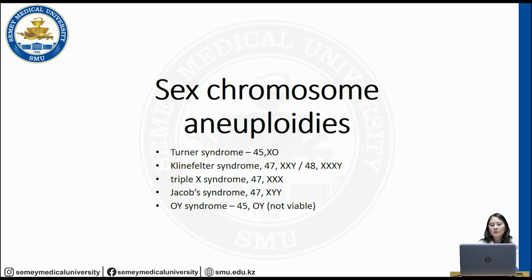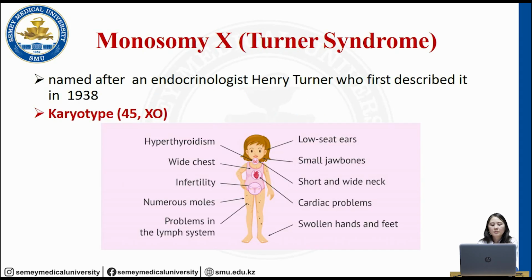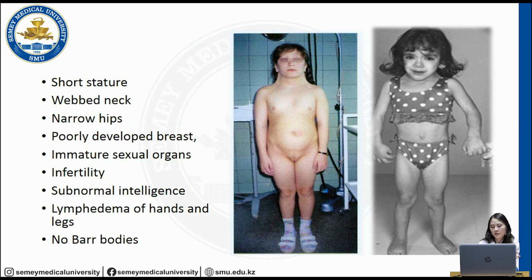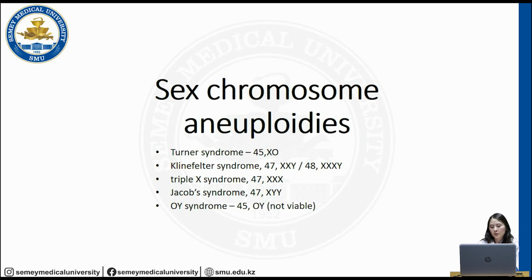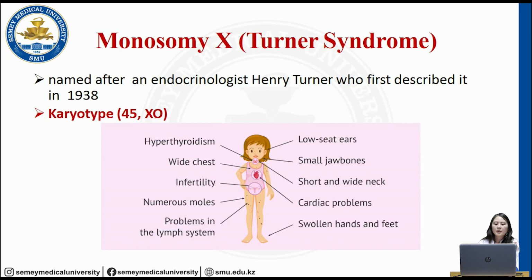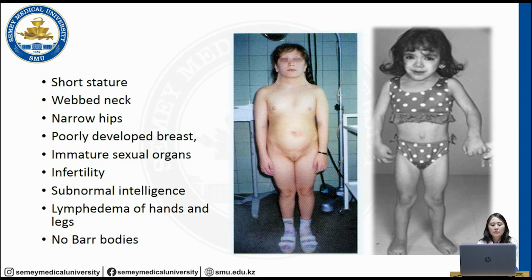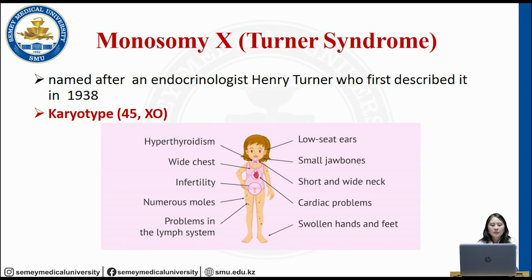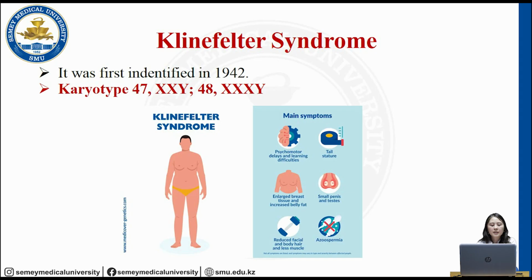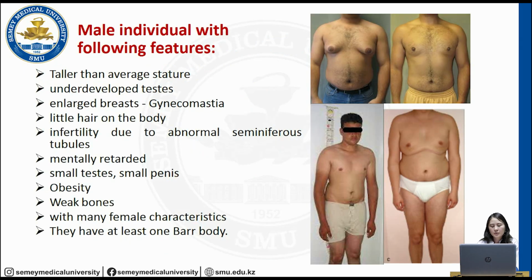Here represented sex chromosome aneuploidies, Turner syndrome, Klinefelter syndrome, XXX, Jacob syndrome, or XYY syndrome. They are not viable because there is no X chromosome that is responsible for the normal growth and development. Monosomy X, it's a Turner syndrome. Karyotype is 45,XO. This patient will have short stature, webbed neck, narrow hips, poorly developed breasts, immature sexual organs, infertility, subnormal intelligence, lymphedema of hands and legs, swelling of their hands and legs, and according to the karyotype, there is no barr bodies.